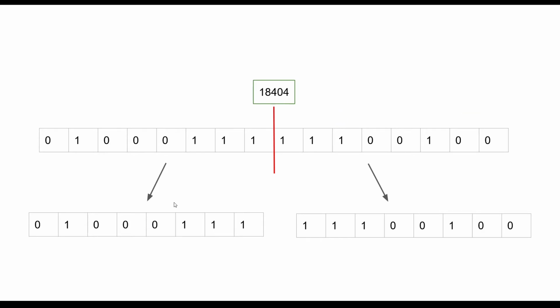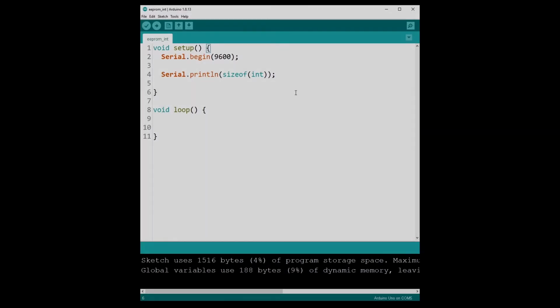Let's see actually how to do it with the code. So back to the Arduino IDE, the first thing you may want to do is to check the size of your data type, because this can vary between different Arduino boards. For example, on the Arduino Uno, Mega, and Nano, the int is stored on 2 bytes. If you use an Arduino Due, for example, the int will be stored on 4 bytes. So you want to make sure you know how many bytes are stored inside a data type.